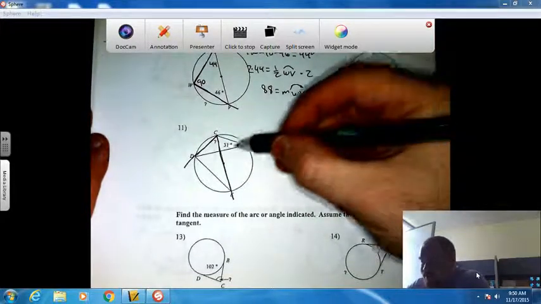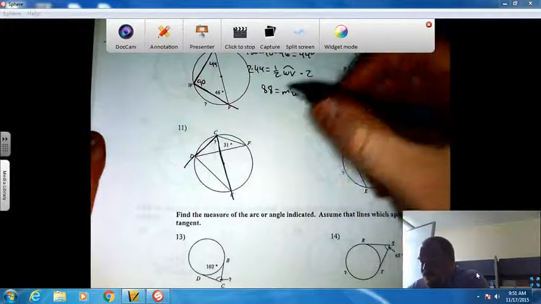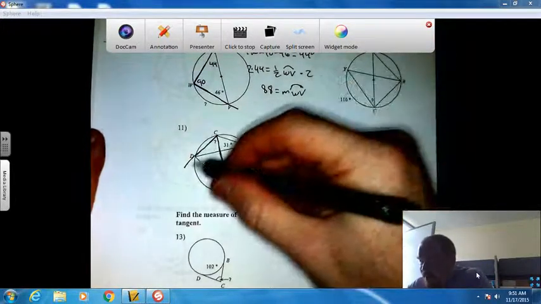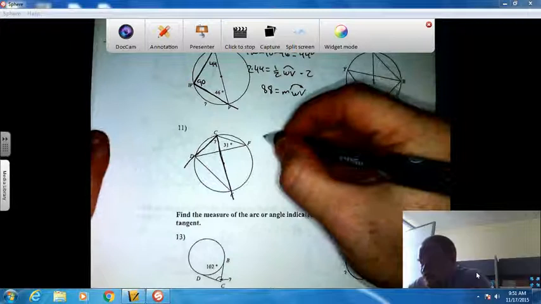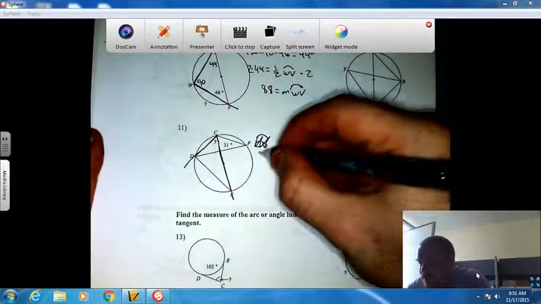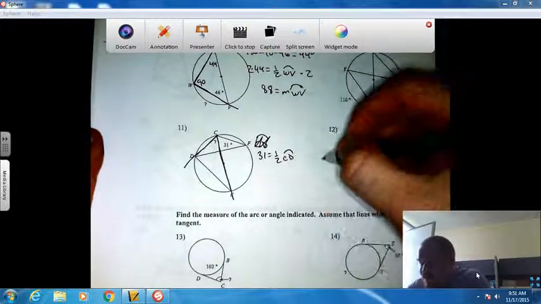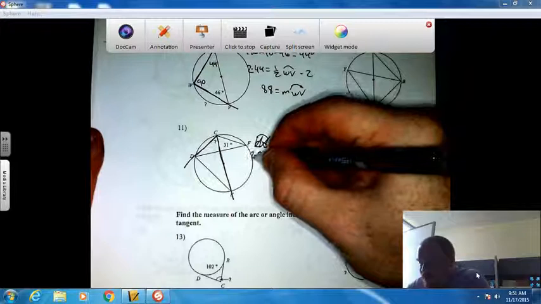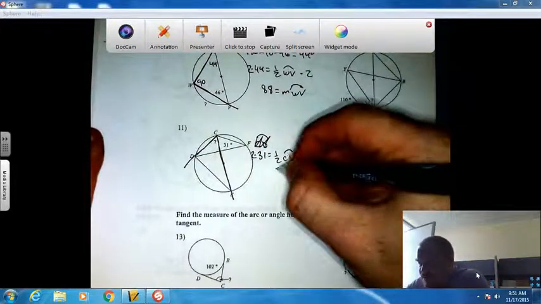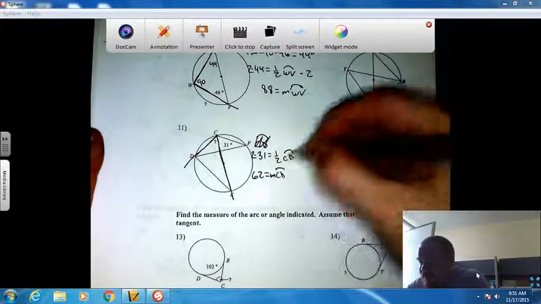They tell me that angle F here is 31 degrees. Well, so that means that the angle is 1/2 arc CD. Well, multiplied by 2, the measure of arc CD is 62 degrees.